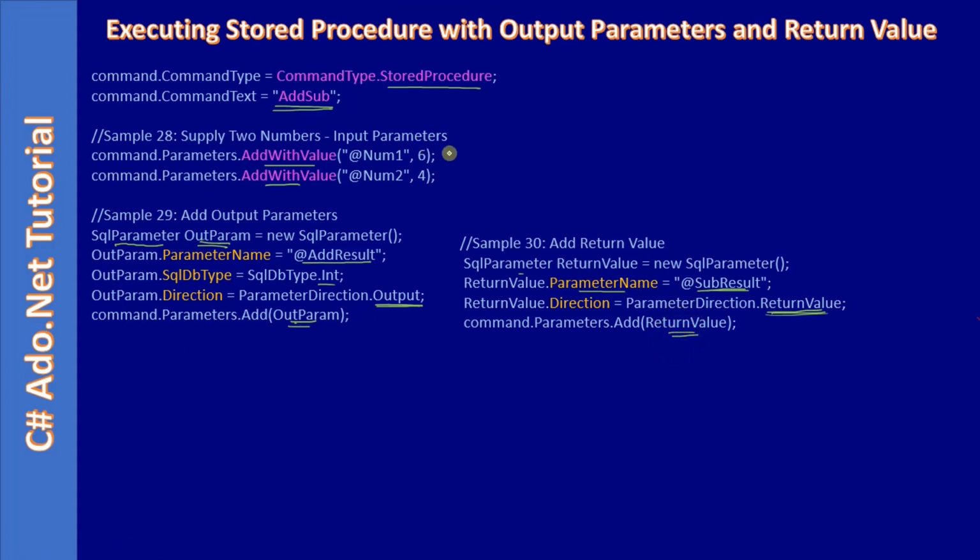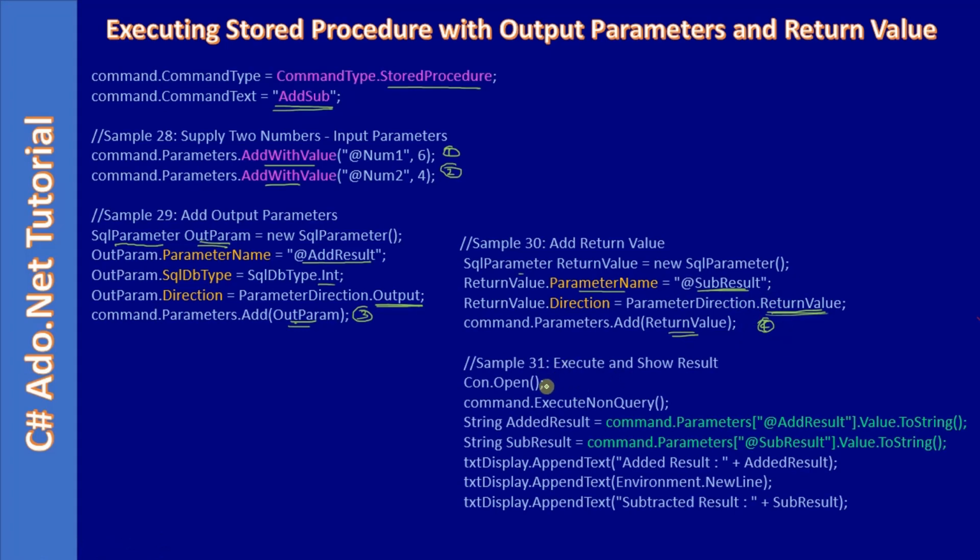If you look here, at this moment we have packed the parameters: 2 input parameters, 1 output parameter, and 1 return value. Finally, we open the connection and, using execute non-query, we execute the stored procedure.